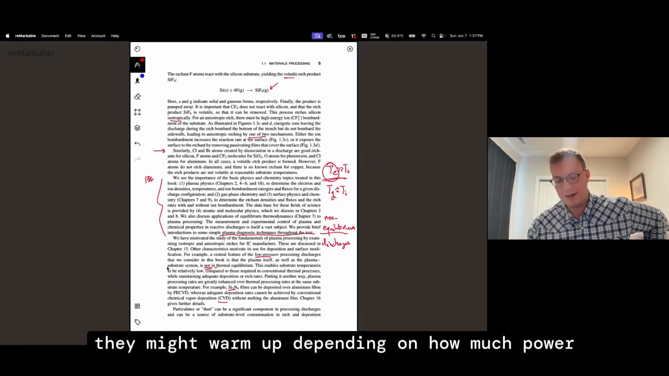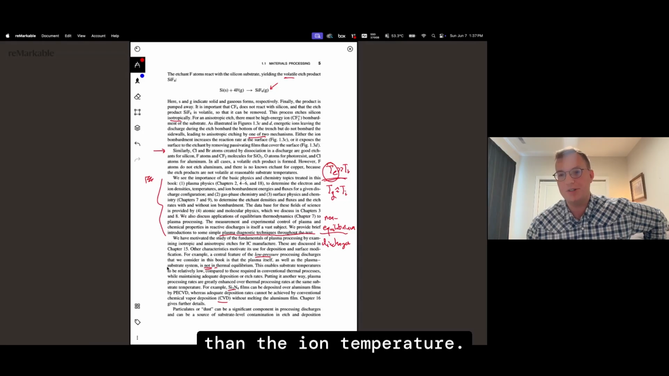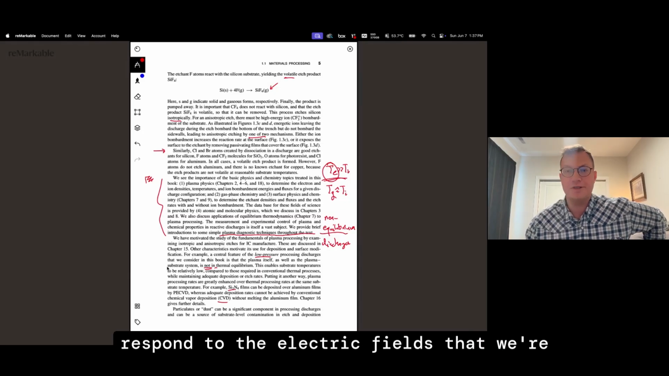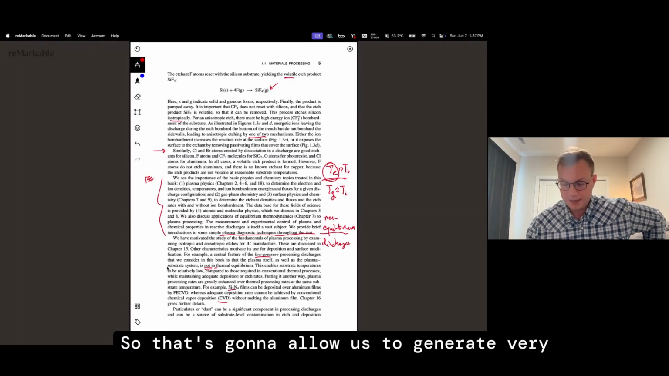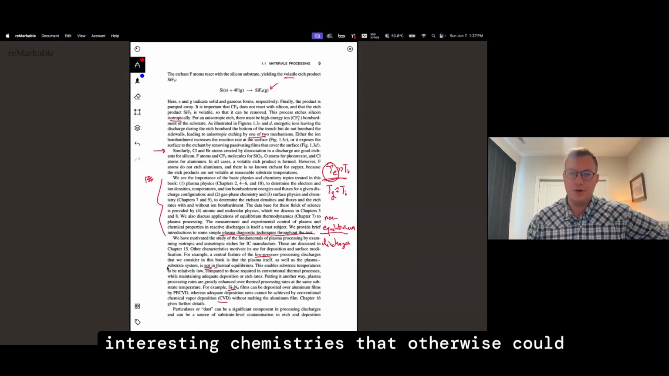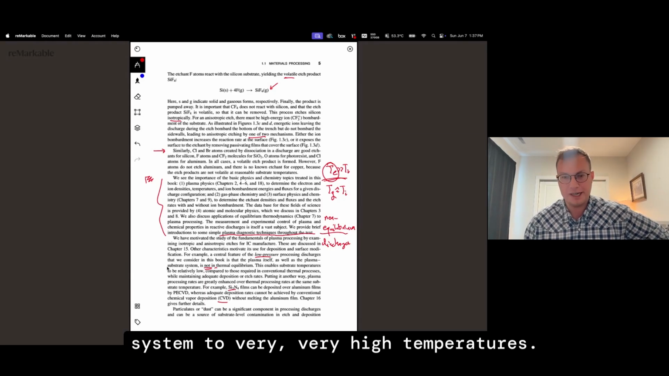They might warm up depending on how much power you put into the plasma, but the electron temperature is always going to be much larger than the ion temperature because the electrons can actually respond to the electric fields that we're putting into the plasma and gain energy. So that's going to allow us to generate very interesting chemistries that otherwise could only be generated if you heated up the entire system to very, very high temperatures.